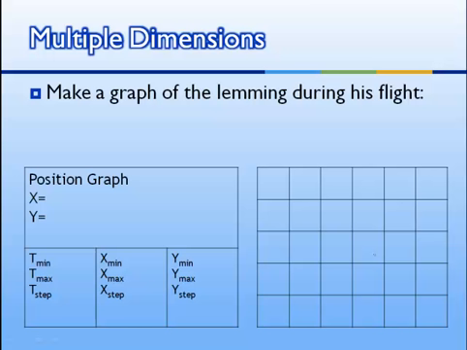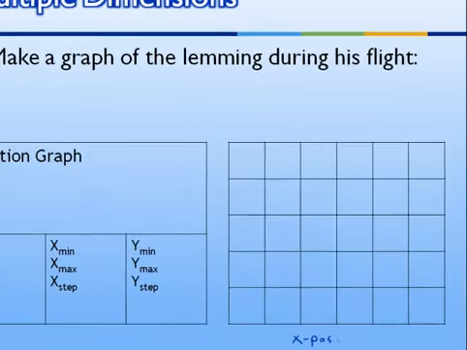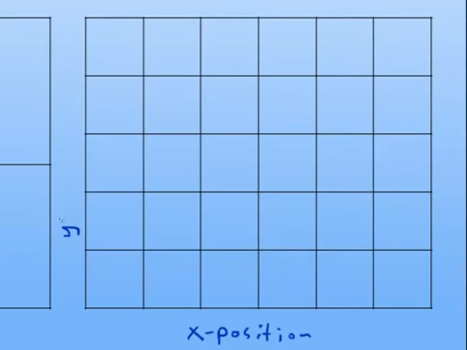Now let's look at making a graph of the lemming's flight. Last time we made a position versus time graph. Today we're going to make a slightly different type of graph, which is a pure position graph. It'll have vertical position along the y-axis and horizontal position along the x-axis. Let's label that: x position and y position.